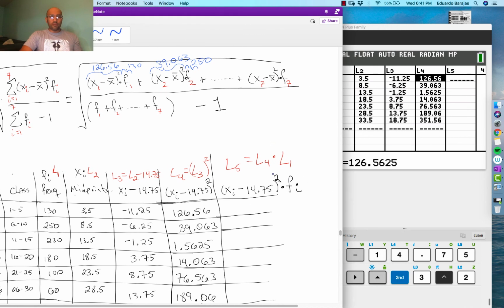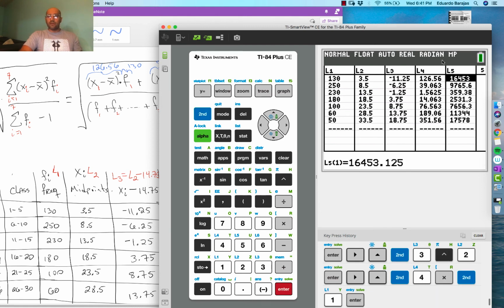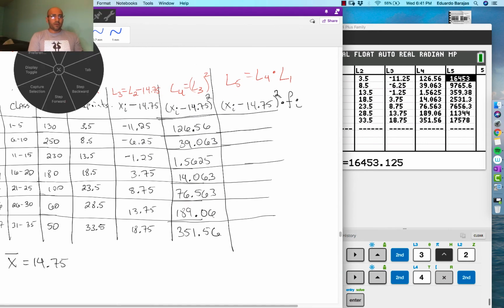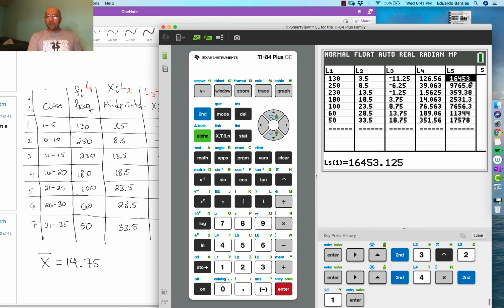So the formula should be L5 equals L4 times L1. Go over here, make sure you highlight L5, and this is going to be equal to L4 times L1. Enter, and I get all those values. So let's copy those onto my table. So that means that this value is 16453, and note that you get kind of cut off there, but if you notice down here, you get the full result, or it goes out to more decimal places if you need more accuracy.